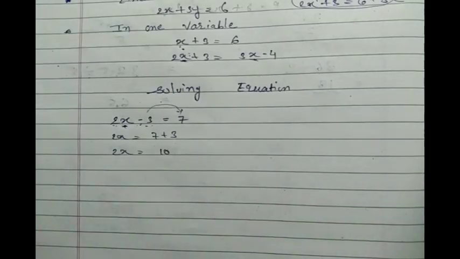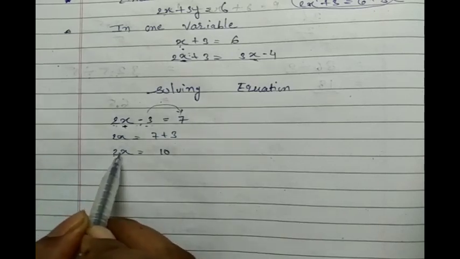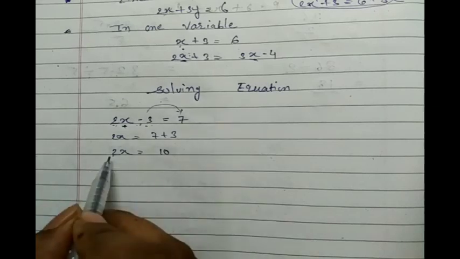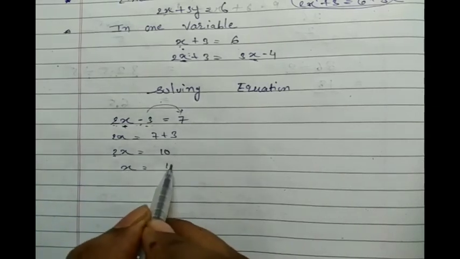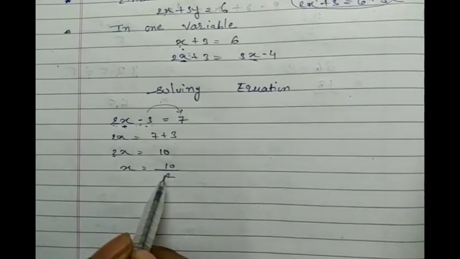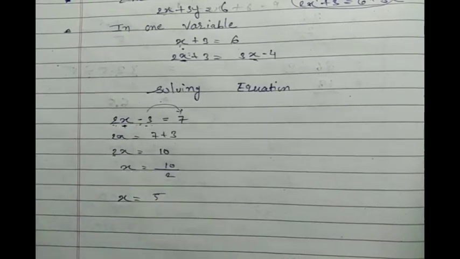The same thing we do here. Now there is 2 multiplied with the x, and we know that the opposite of multiplication is division. So when we change the place of 2, what we get is x is equal to 10 upon 2. Now divide 10 by 2, we get x is equal to 5.